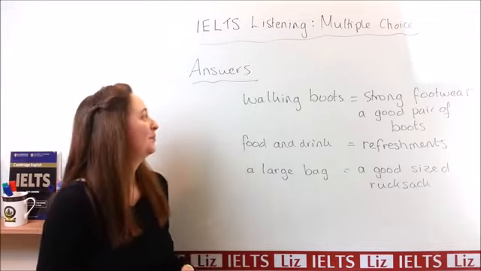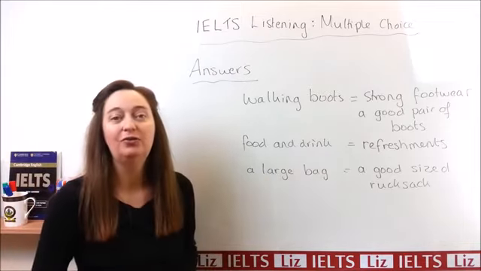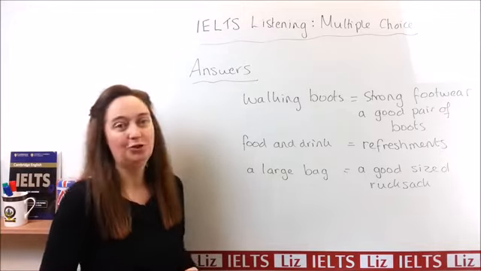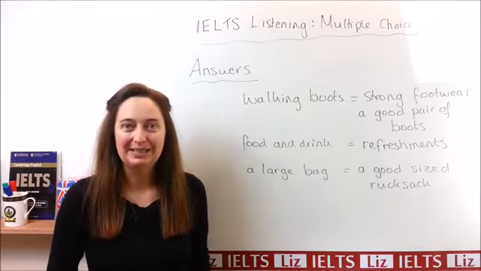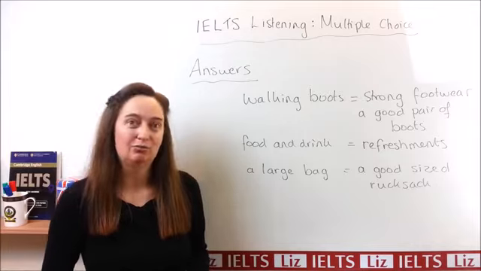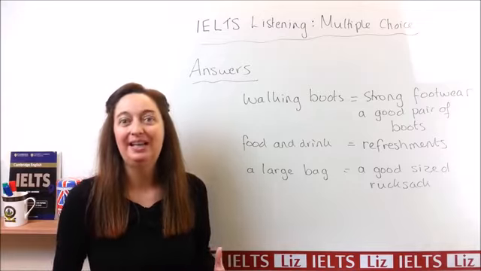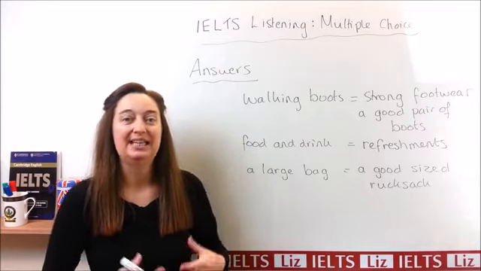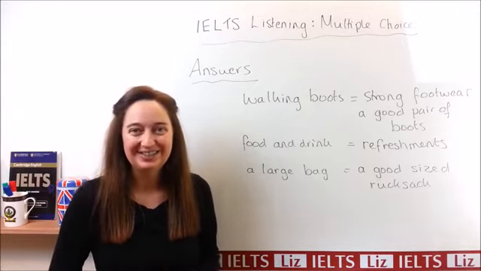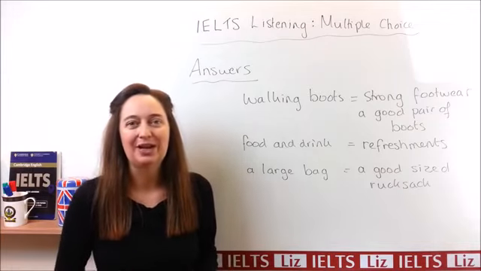So here are the answers, and you can see the paraphrasing, the synonyms that are used for these answers. So the first one, walking boots, they said strong footwear, a good pair of boots. The next one, food and drink, they said refreshments. And a large bag, they said a good-sized rucksack. So that's an example of how IELTS will use paraphrasing and different vocabulary to confuse you a little bit and test your English. Now let me give you some more tips before we look at vocabulary.